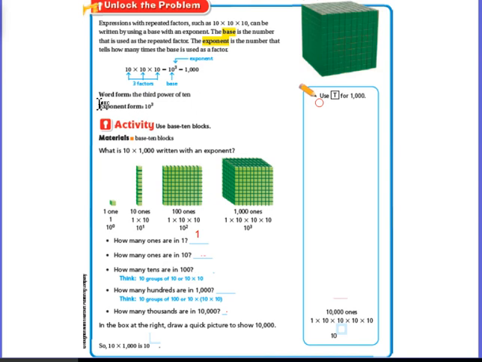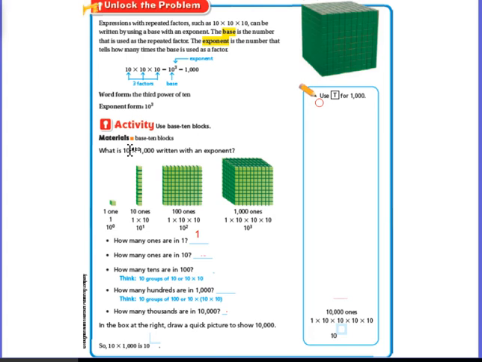If we're going to write it in word form, we first tell the exponent: the third power of 10. So right here's your 3. That's the third power of the base 10. Or if we're going to write it in exponent form, it's 10 to the third power.